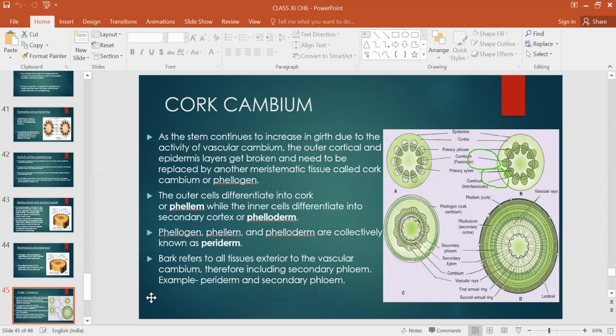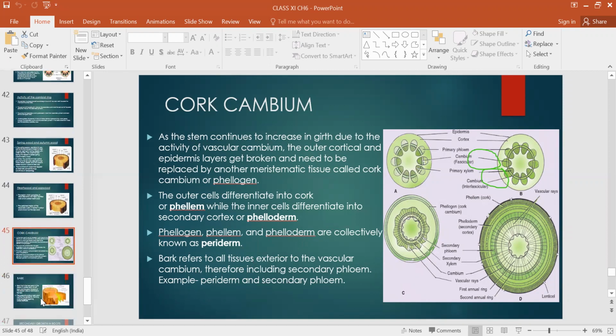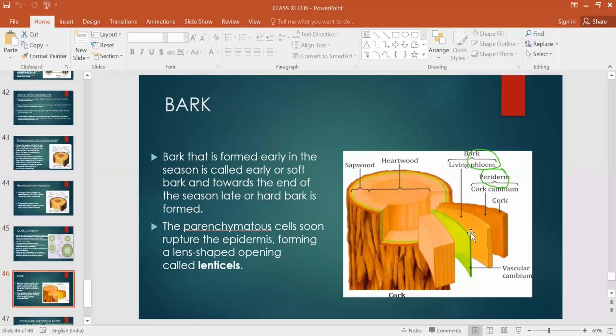Now, outside the vascular cambium, there is bark. Bark is the tissue exterior to the vascular cambium, and therefore it includes secondary phloem and periderm. Now, let's see the bark. You can see over here the bark also. Here, you can see the bark. It's the living phloem. The bark formed early in the season is the early or soft bark, and towards the end of the season, it is the hard bark. And you can see here the periderm, just after the periderm, the bark is there.